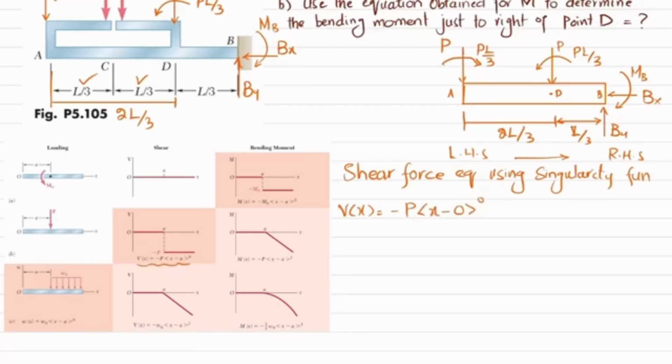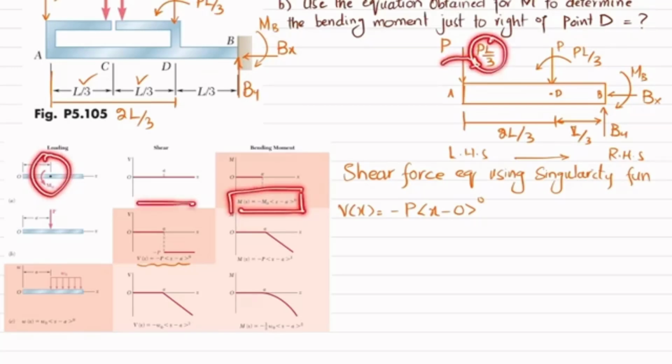Here A is equal to 0. Now at this point P, you can have this moment as well, which is PL over 3. So the equation for the moment, for the figure used for moment, is this one, and for shear force, the shear force is 0. So it is not producing any shear force. So this term will be 0.